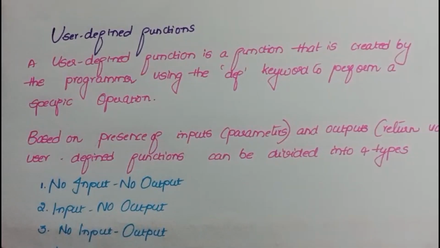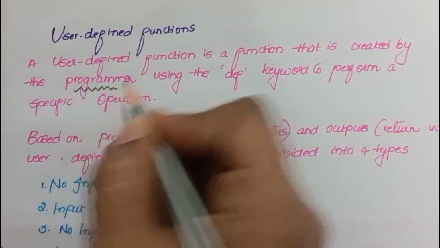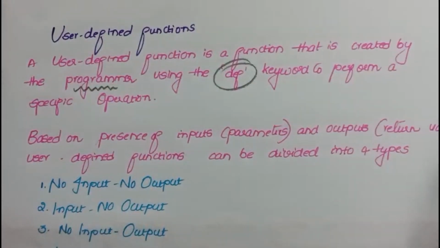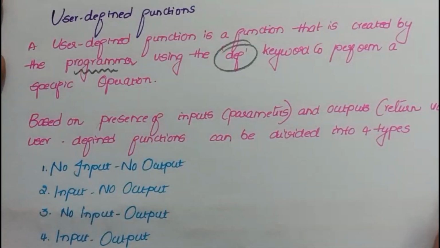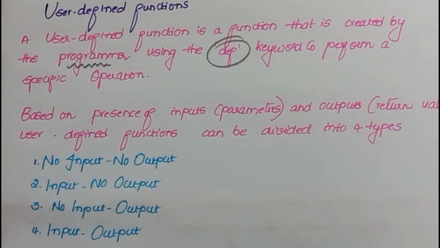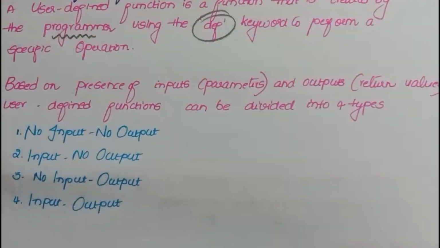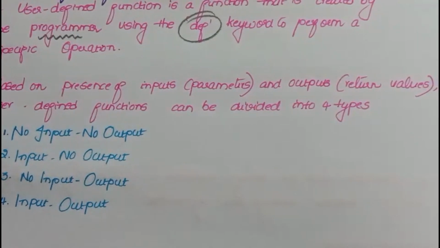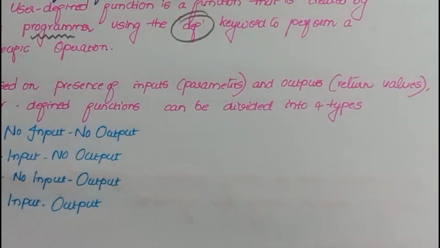A user defined function is a function that is created by the programmer using the def keyword to perform a specific operation. These functions help in organizing code and reusing logic whenever required. Based on the presence of inputs, as I said, inputs can be there or a function can have no inputs, and outputs. A function can either return values or not return values.